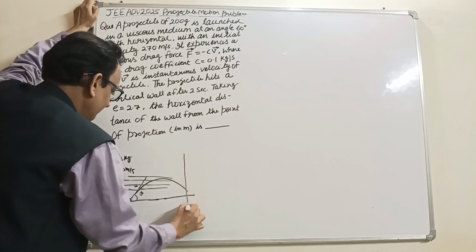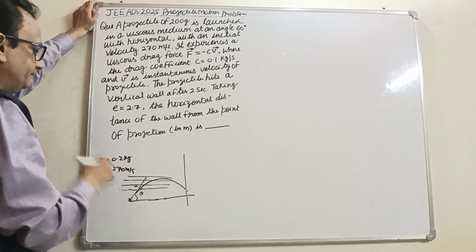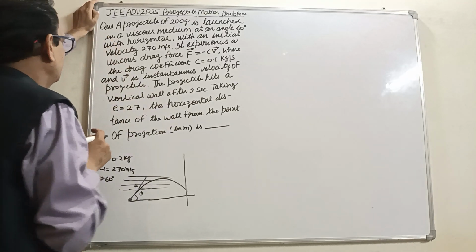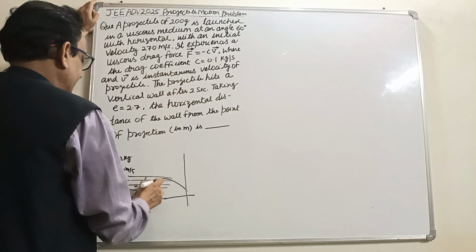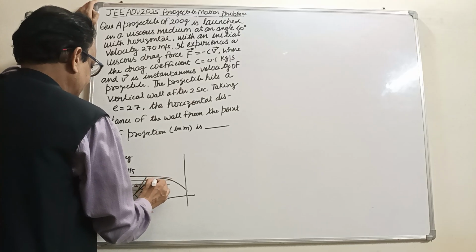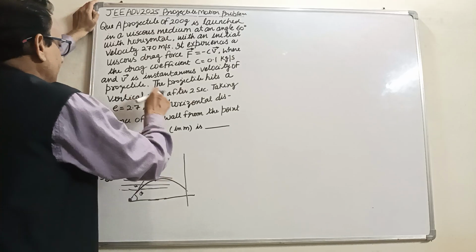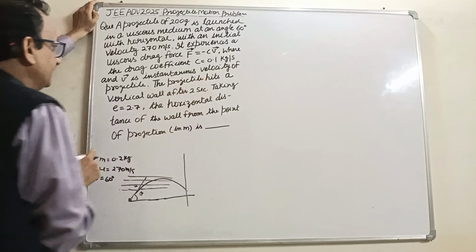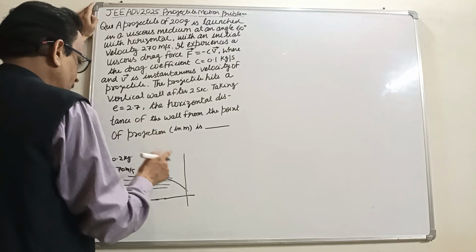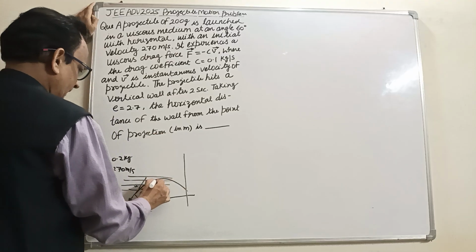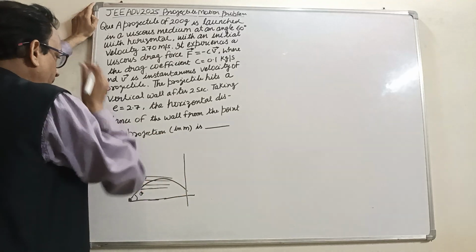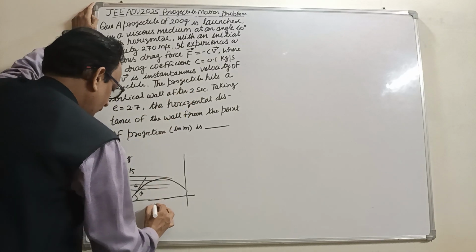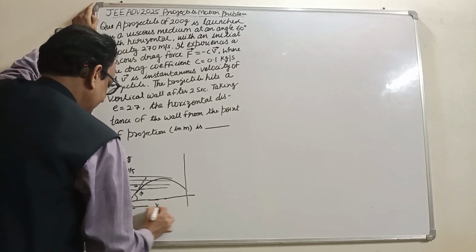and this is the wall, and we have to find the instantaneous velocity. Suppose this is the point V here. This is the point where the velocity is instantaneous, and the projectile hits a vertical wall after 2 seconds. So from here to here the time is 2 seconds, and the value of E is given. So we have to calculate this length, this horizontal distance.